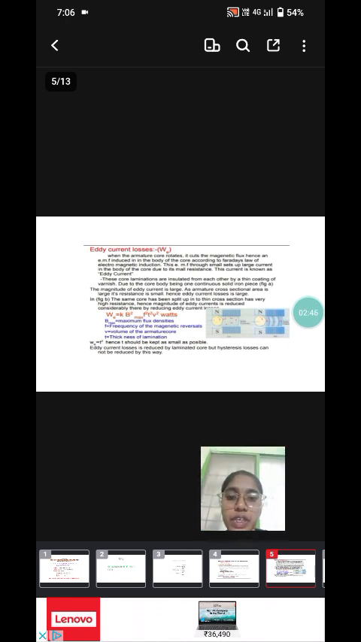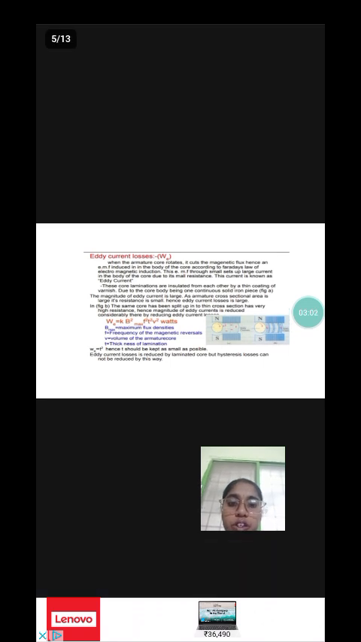We is equal to K e B max square F square t square V watts. B max is the maximum flux density. F is equal to the frequency of the magnetic reversal. V is equal to the volume of the armature core. t is equal to the thickness of the lamination. We is proportional to t square. Hence, t should be kept as small as possible.